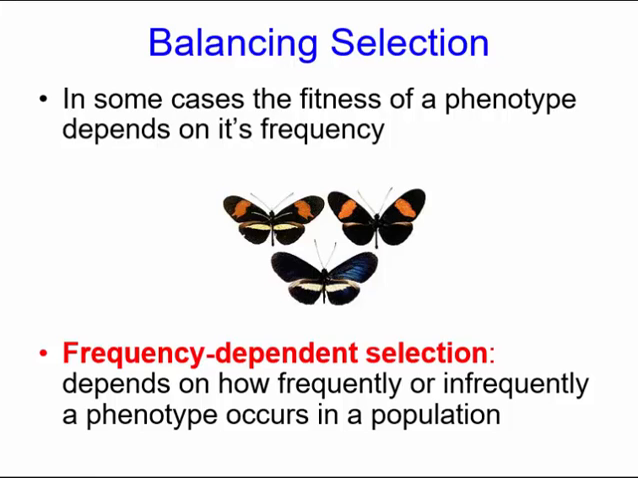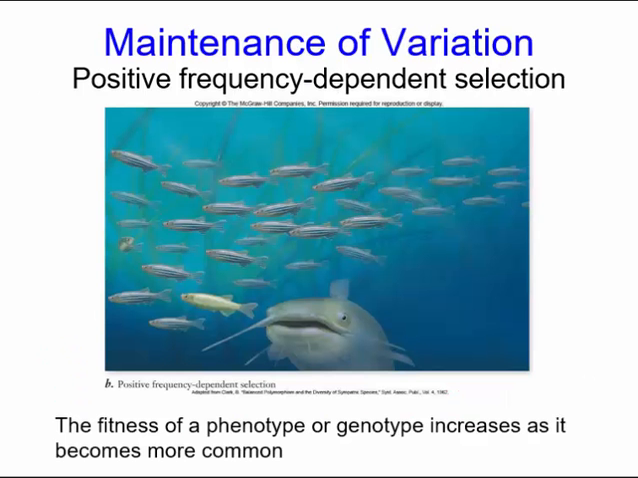So another kind of balancing selection that we see is called frequency-dependent selection. And that's just as it sounds. It depends on how common a certain phenotype is, determining what sort of selection that we see. What are we going to see happen? And there's two kinds.